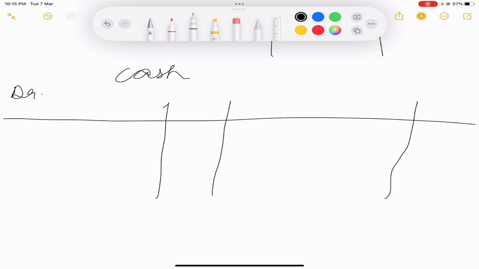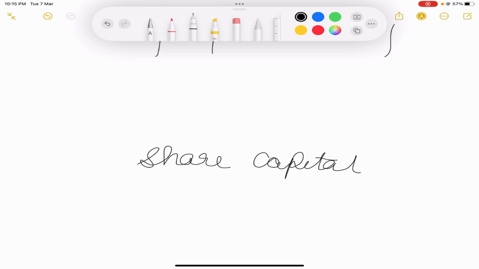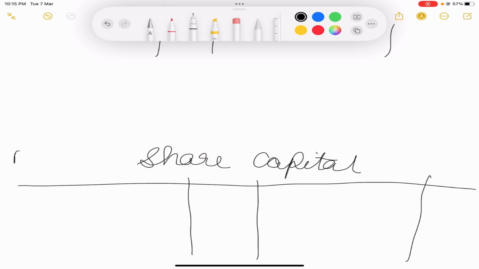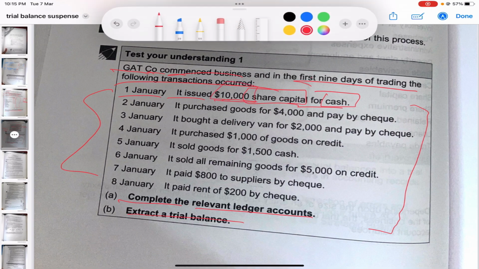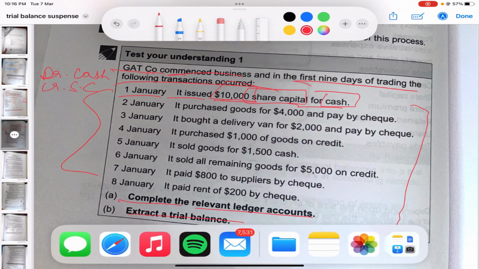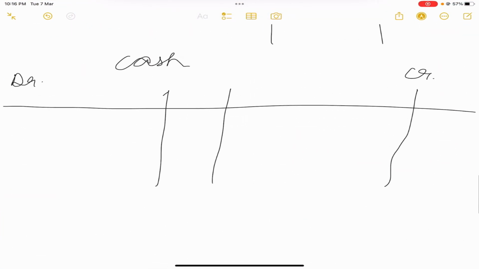This is my debit side and this is my credit side. Cash account, and we need a share capital account. Okay, let's read the question. On 1st January, it issued 10,000 share capital. So what is the journal entry? Debit cash, credit share capital. We know that, right? So, debit cash.